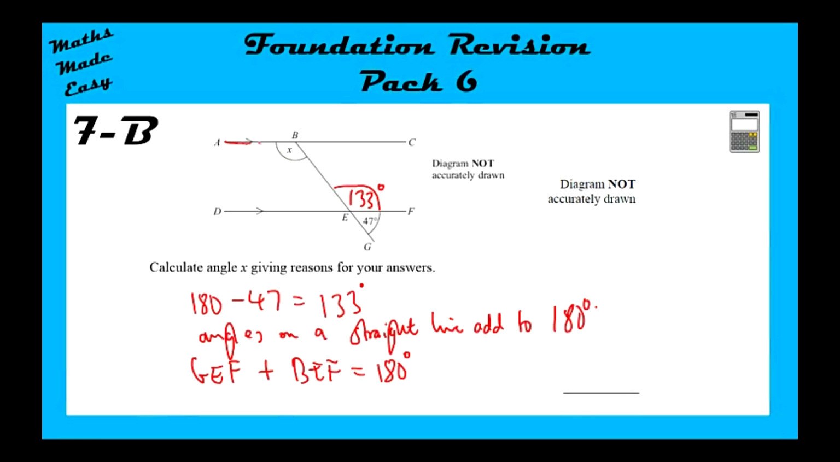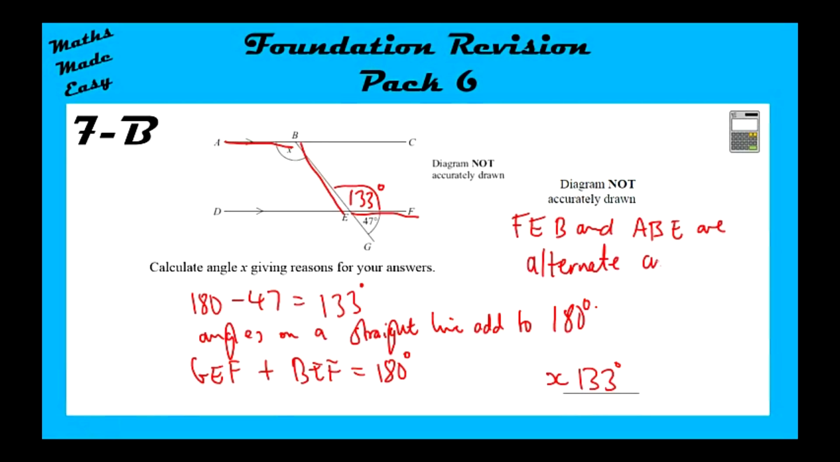Now I'm going to use the fact that we have an alternate angle here with this Z shape to show that these two are equal. So the answer is 133 degrees for angle X, and my reasoning is angle FEB and angle ABE are alternate angles and therefore equal.